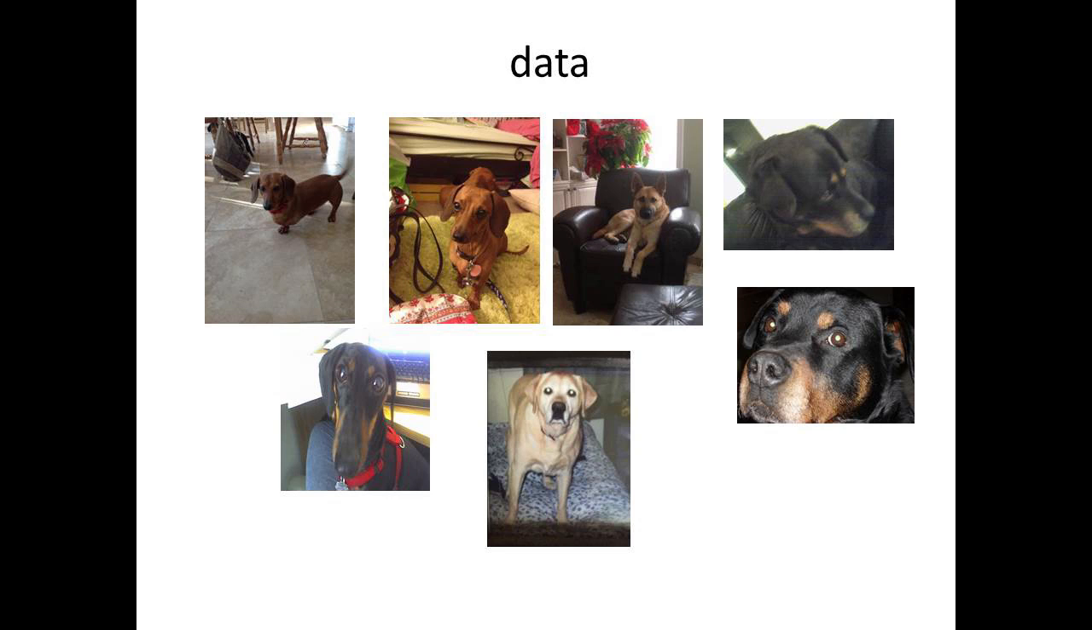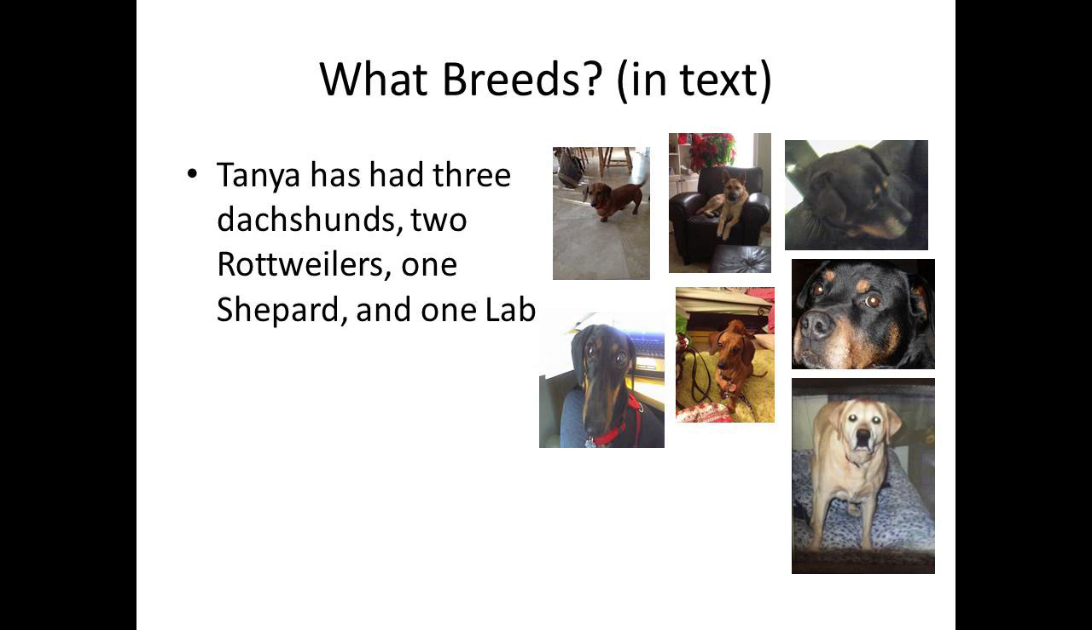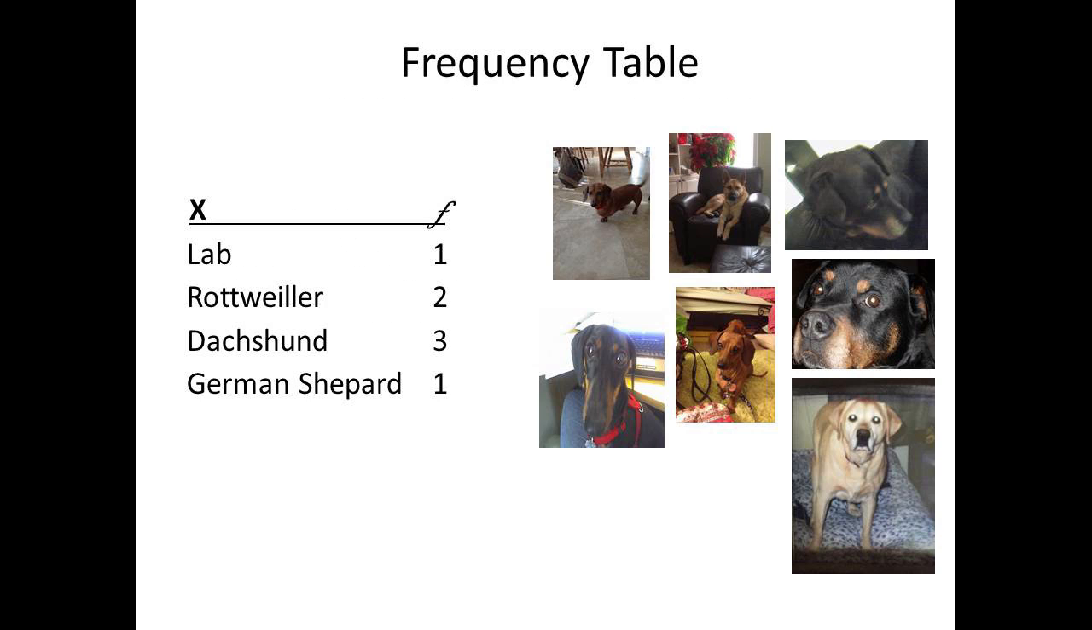Let's say we had a slightly more complicated one, like what breeds of dogs has Tanya had? And so let's start with a frequency count. Tanya has had 3 Dachshunds, 2 Rottweilers, 1 German Shepherd, and 1 Lab. If we wanted to display that frequency data in text, we could, but the text doesn't do a good comparison here. It's sort of confusing to read, or at least it's not the clearest it could be. So let's look at other ways that we could display it.